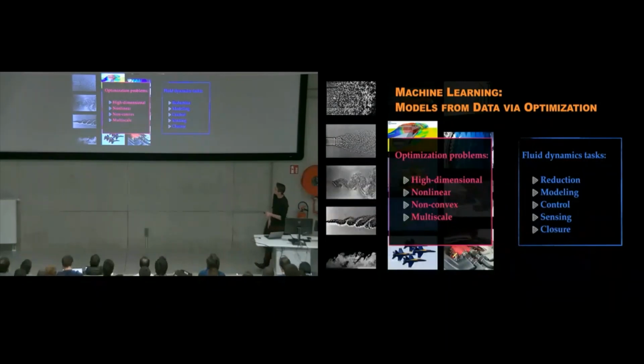Sensor placement, actuator placement, closure models, these are all optimization problems. The thing that brings them together, at least in fluids and in a lot of the systems of interest to modern machine learning, is that they're high-dimensional, nonlinear, non-convex, and multi-scale. So these are optimization problems that 20, 30 years ago we couldn't solve, even 10 years ago. And with emerging techniques, with better data, bigger computers, and better optimization algorithms, we can start solving these problems.